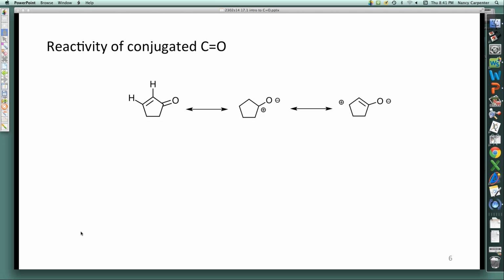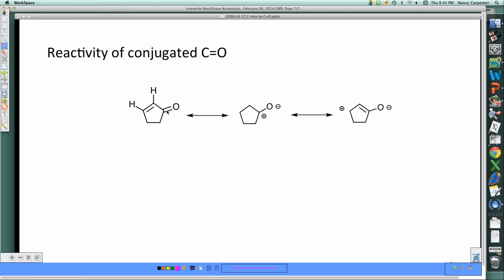So now when we look at conjugation in the context of conjugated carbonyls, we're going to use the same principles. We can see that there is just the plain old resonance contributor shown by this pink arrow that illustrates why this is electrophilic in the first place. There's supposed to be a double bond there.